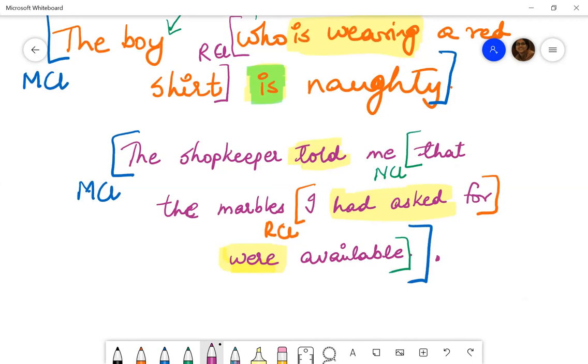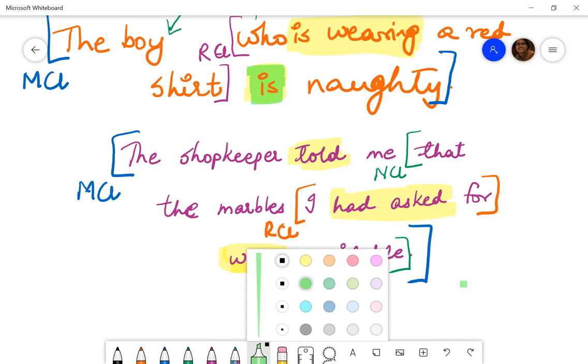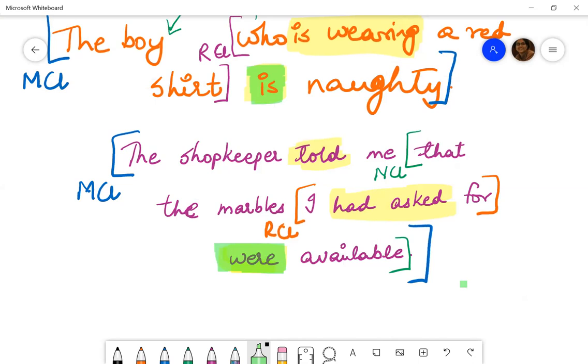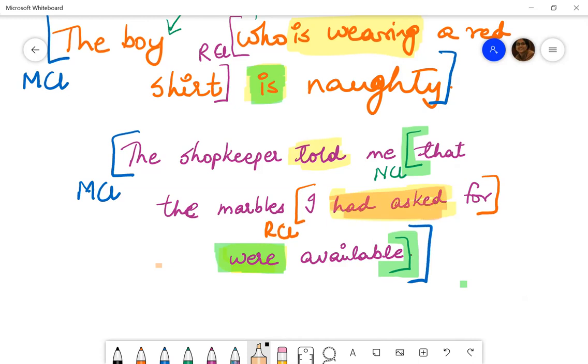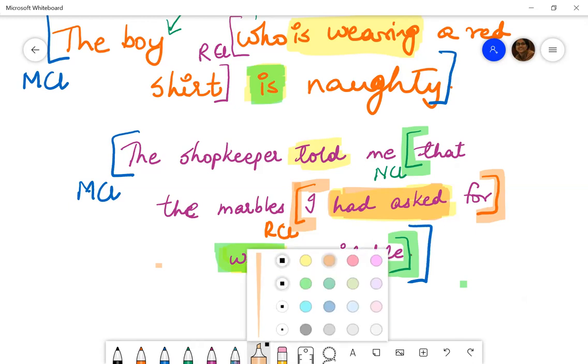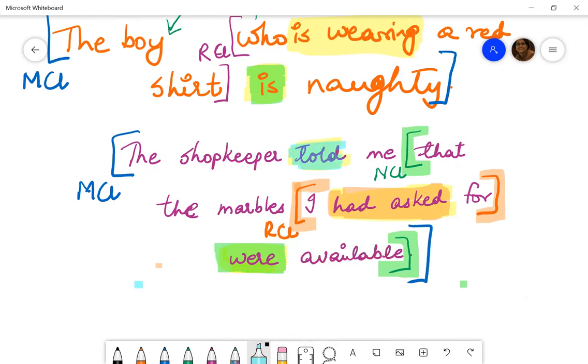So what is the verb for this? The verb for the green NCL is were. We mark this in green. The verb for the RCL is had asked for. That is the verb for this RCL that we can see out here. And the verb for the main clause is told. That is the verb for it.